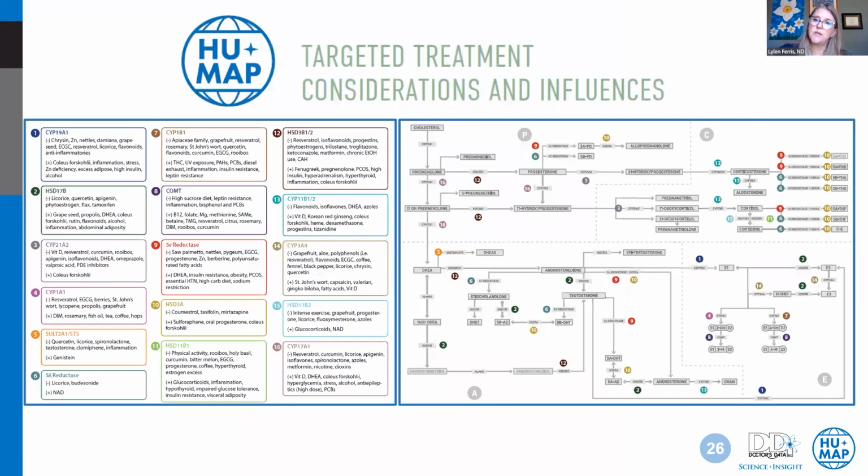This document was designed to complement your patient's HuMap results and present evidence-based supplementation considerations and influences in several ways. So here you see a comprehensive and expanded view of potential influences, including treatments and lifestyle considerations. These are organized by enzyme. So you can see here our steroid hormone cascade, and each enzyme is given a number, which corresponds over here to the enzyme, and there's information on influences that can either slow down or speed up that enzyme's activity.